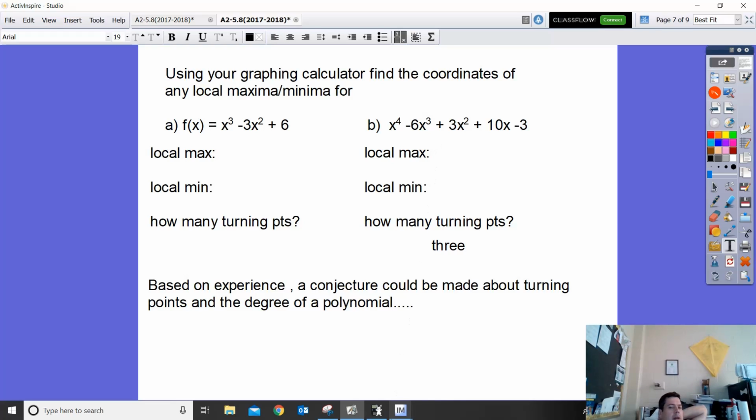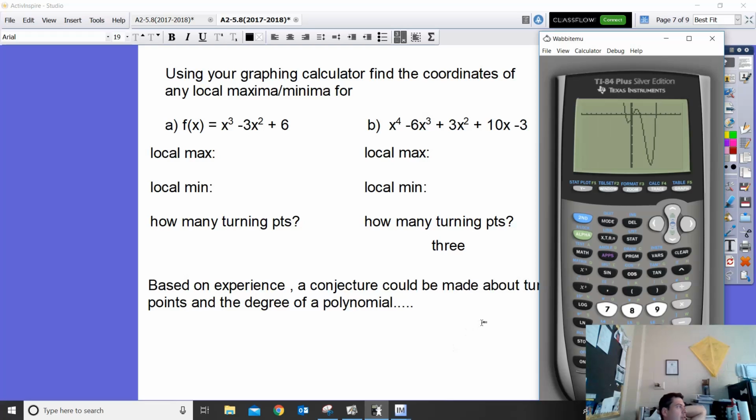Find the coordinates of the local max. You should already know how to do that. There's a maximum right there where my cursor is. How do you figure out what it is? Second trace. And what function? No. Maximum, kids. It's called a max. You press enter, and it works the same way it's always worked.